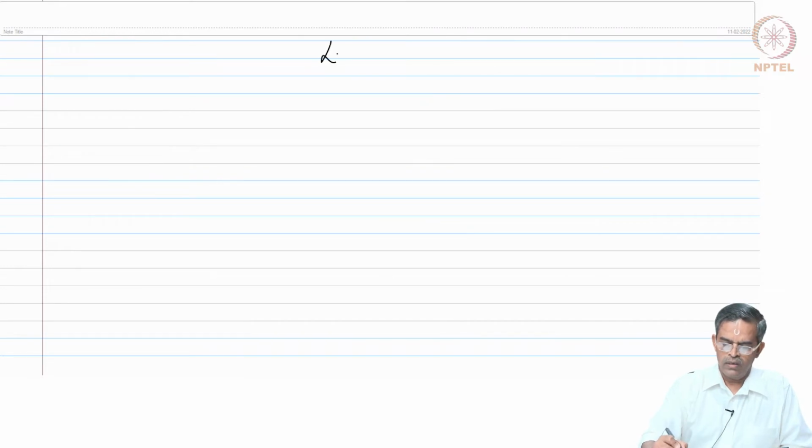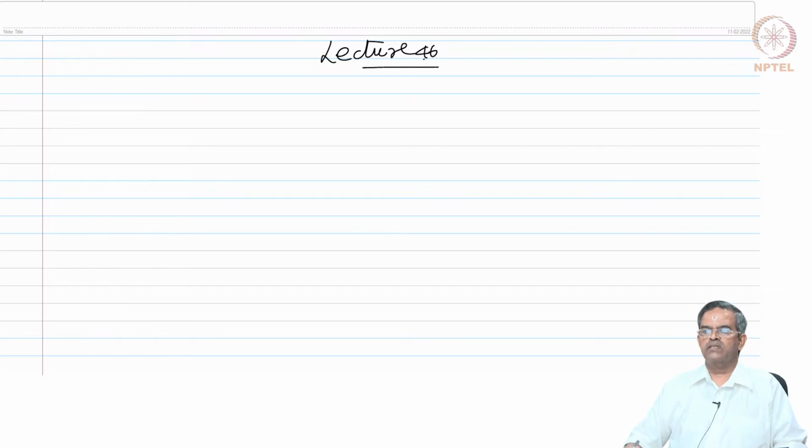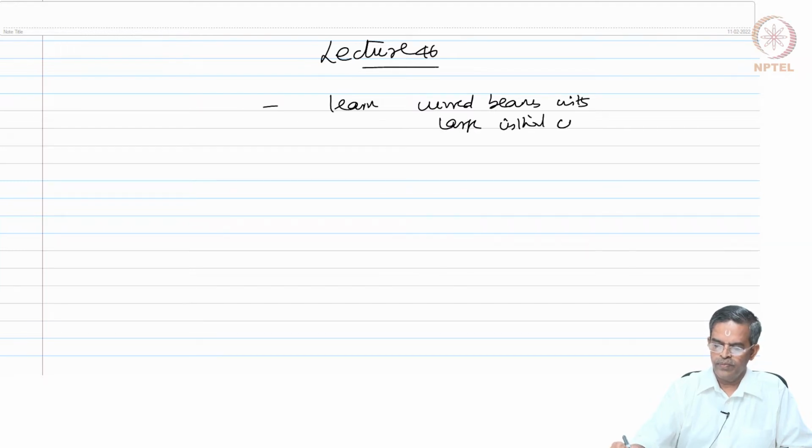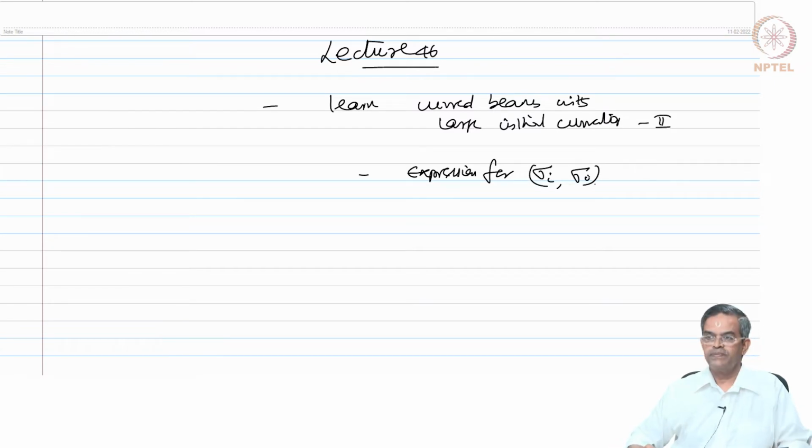So, friends, welcome to lecture 46 of the course Advanced Steel Design. We are now going to continue to learn curved beams with large initial curvature. I will put this as part 2. In this we are going to find out the expression for stress at intrados and stress at extrados.